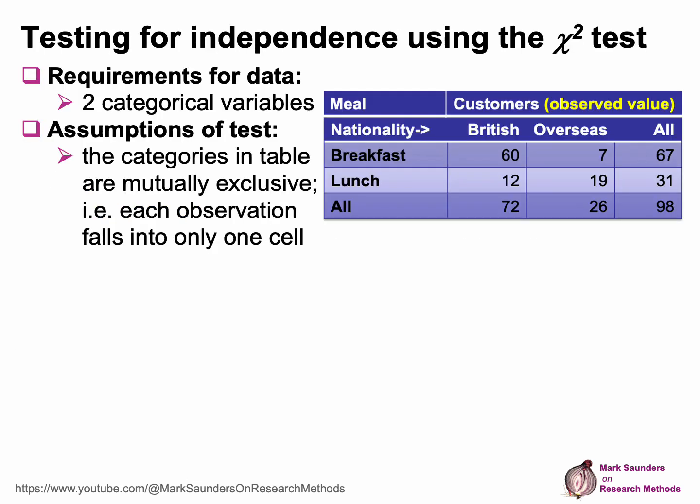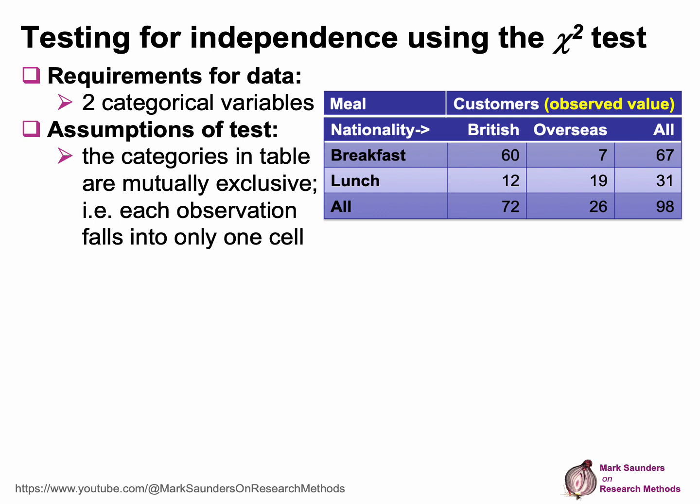When we test for independence using the chi-square test, we are testing to see whether two categorical variables are independent. In this table we have two categorical variables. We have the nationality of the customer and the last meal they purchased. And the categories are, in terms of nationality, British or overseas, and the meal purchased is either breakfast or lunch.